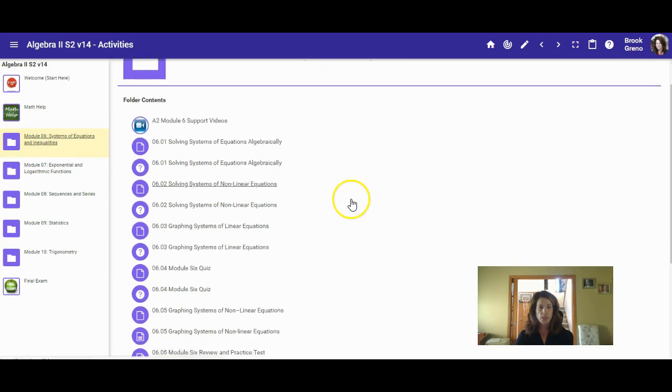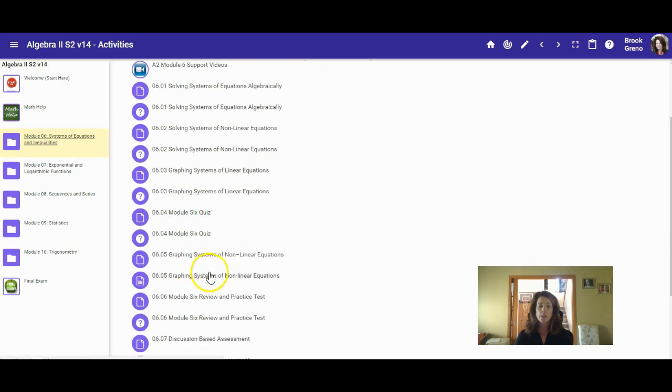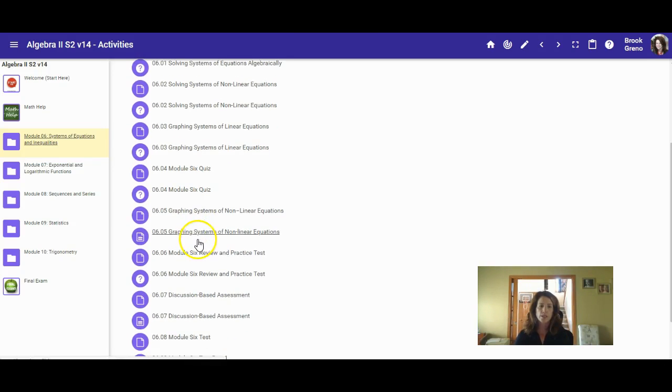When I look back at the rest of Module 6, you'll see that you have a quiz, usually halfway through. Once you start a quiz, please finish it. Quizzes and tests, you don't have that save option because I want you to be ready, prepared, and submit and complete all the work in one sitting. You'll work through all the way to 6.06, do your practice test.